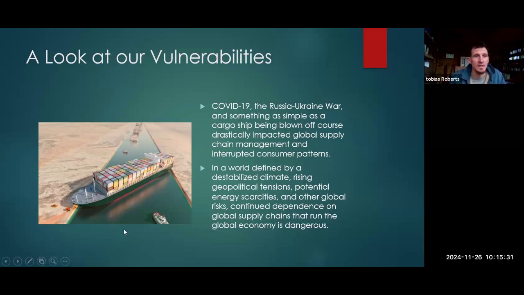A lot of ships were carrying components from Asia to Europe. All of the different things that are manufactured and produced in China couldn't get through this canal. They had to do the long route all the way around the Horn of Africa to go through the other side of the Mediterranean Sea. And this one example completely shook up the global supply chain and our global economic model. Today, we see the same thing with the COVID-19 pandemic, the Russia-Ukraine war, and something as simple as, as we mentioned, a cargo ship being blown off course. All of these things are drastically impacting global supply chain management and interrupting consumer patterns.